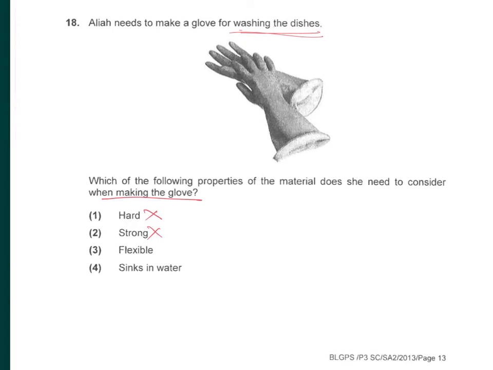Other properties that make sense in this case should be flexible, because she needs to be dexterous when she's cleaning the plates. She needs to move around. So if it's not flexible, she will not be able to do the washing of the dishes. So 3 is a possible answer. Whether it sinks in water or not is not really important. So the answer in this case is 3.